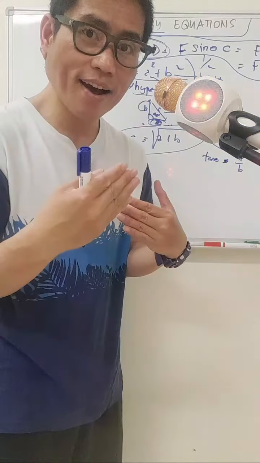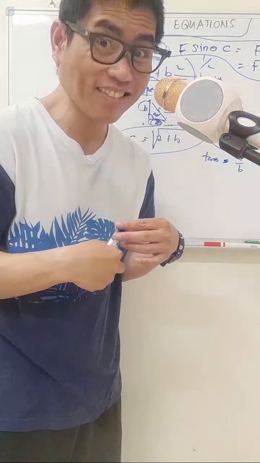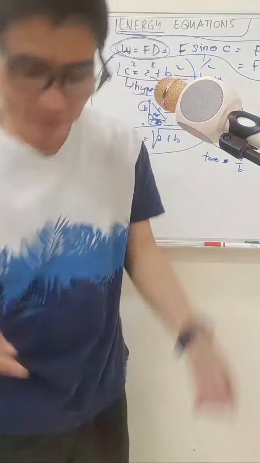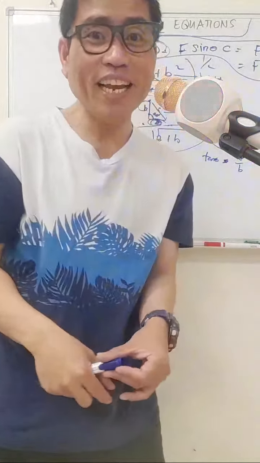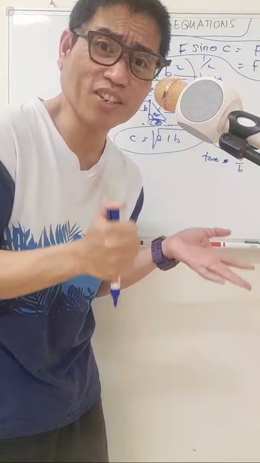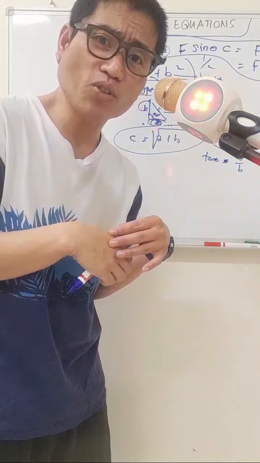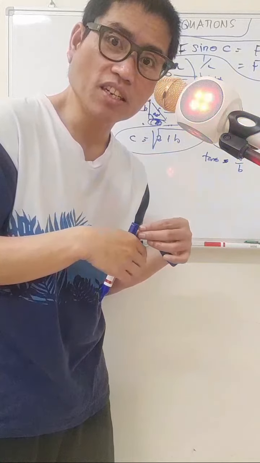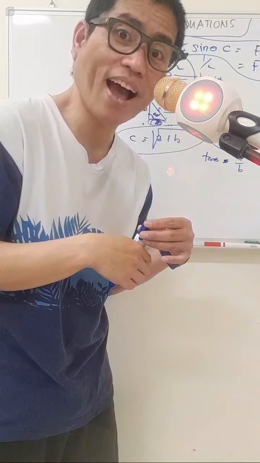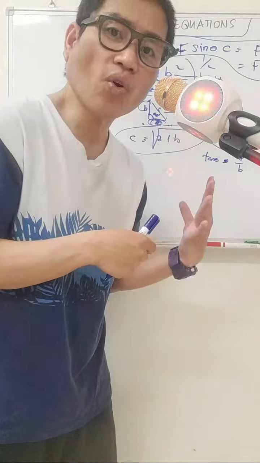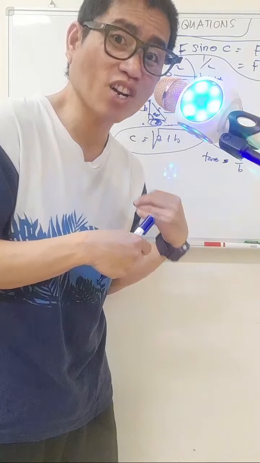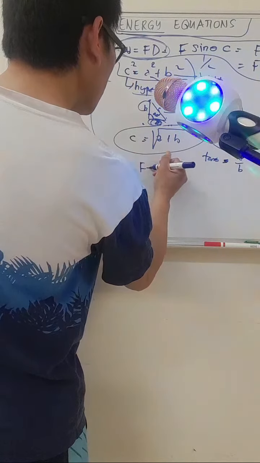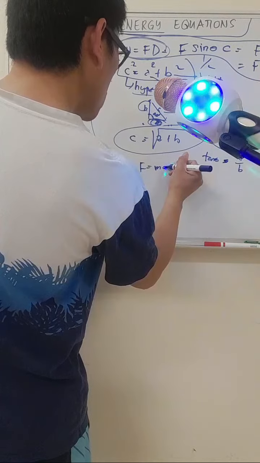Now go back to the second law of motion by Isaac Newton. You remember that one? It is the law of acceleration: force is equal to mass times the acceleration due to gravity. So I have to use this one. Force is equal to mass times acceleration due to gravity.